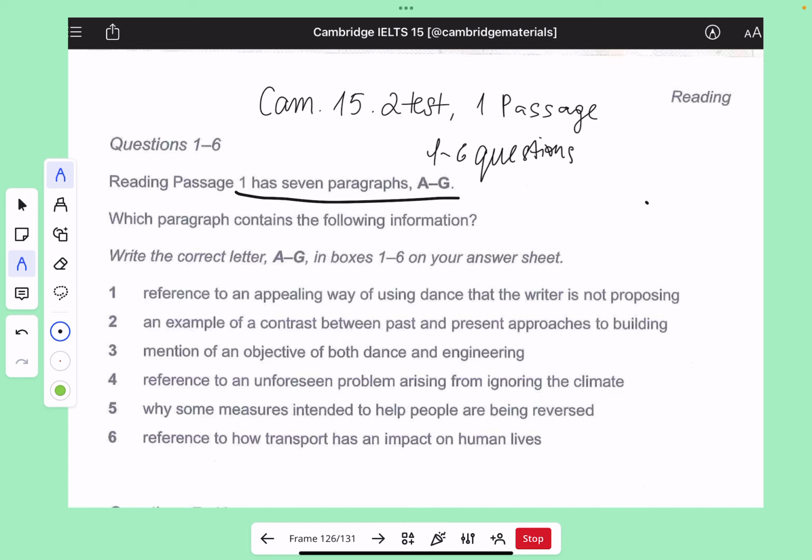First, the reference to an appealing way of using dance that the writer is not proposing. This appealing way, use of dance. Okay, the appealing way of using dance that the writer is not proposing.